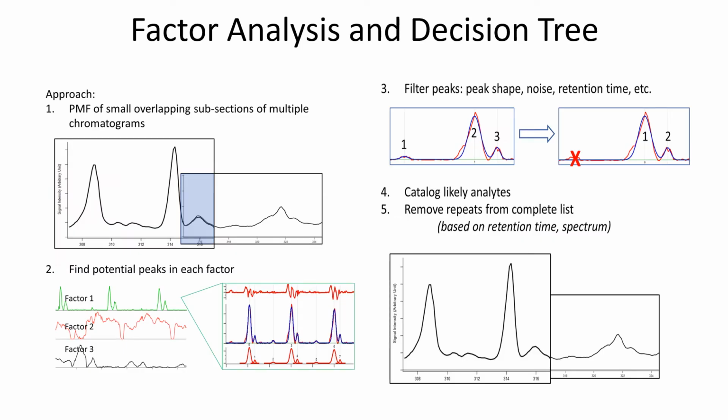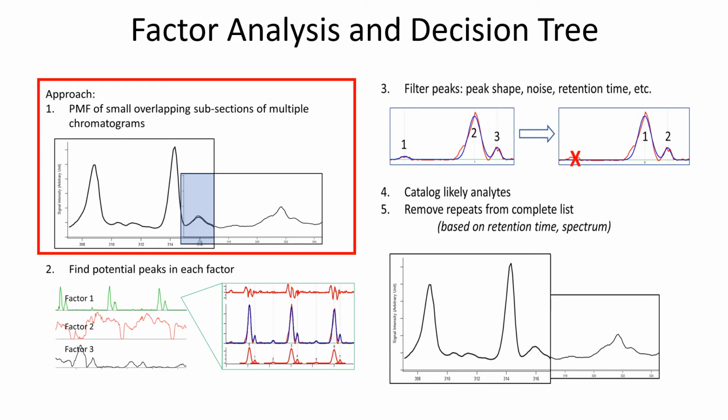The core algorithm of this approach consists of 5 different steps. The first step is applying positive matrix factorization, or PMF, on a small subsection of multiple chromatograms.